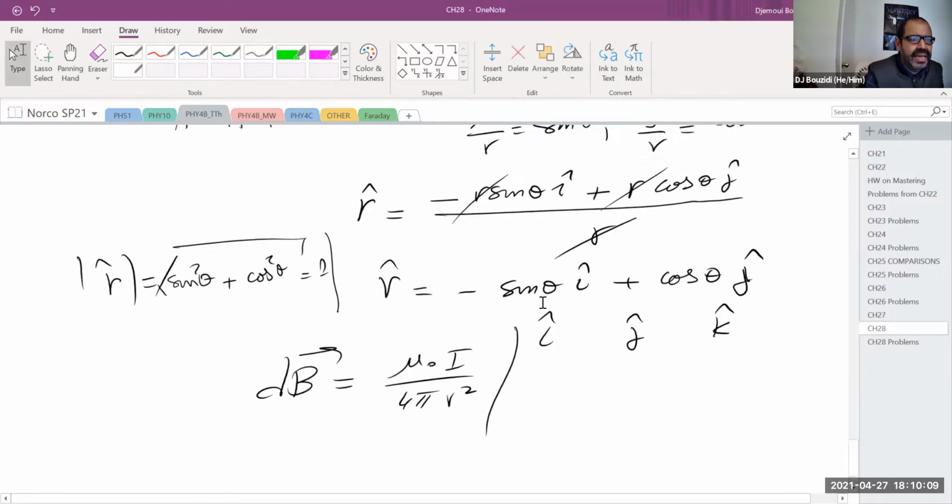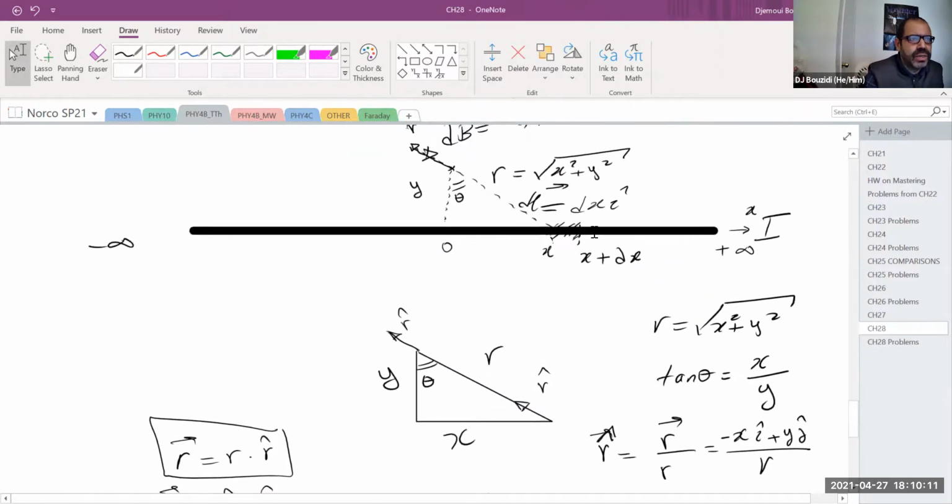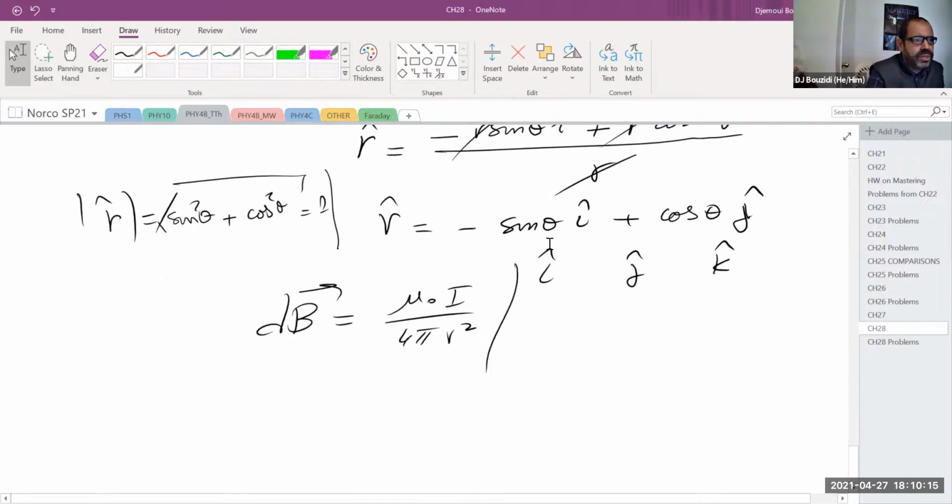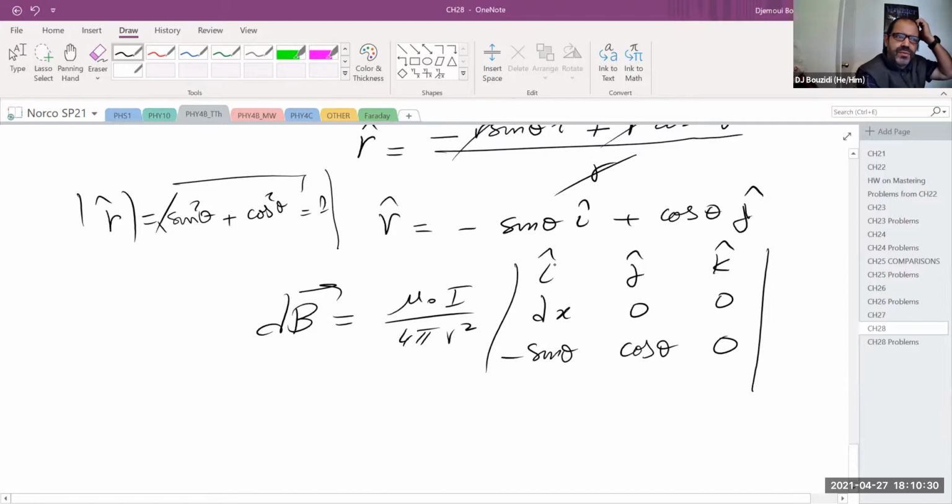Let's look at dl. dl is entirely in the x direction. It's dx i hat. That is the direction of the wire, the infinite wire. So it's dx, 0, 0. And the components of this vector r hat are minus sine theta, positive cosine theta, and 0. If I form the cross product, first of all, in the i hat direction, I will have 0 times 0 minus 0 times cosine theta, and that is equal to 0. 0 minus 0 is 0.